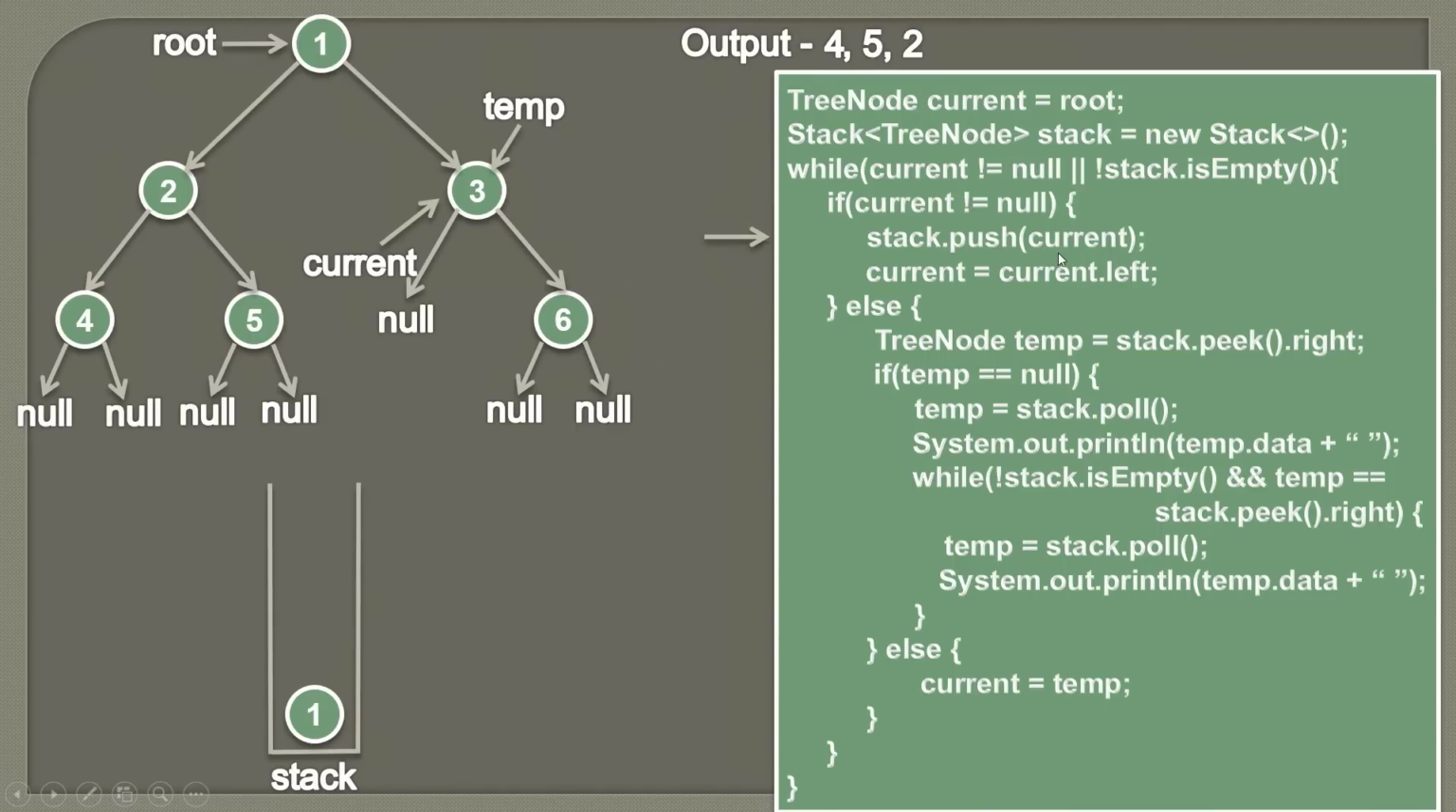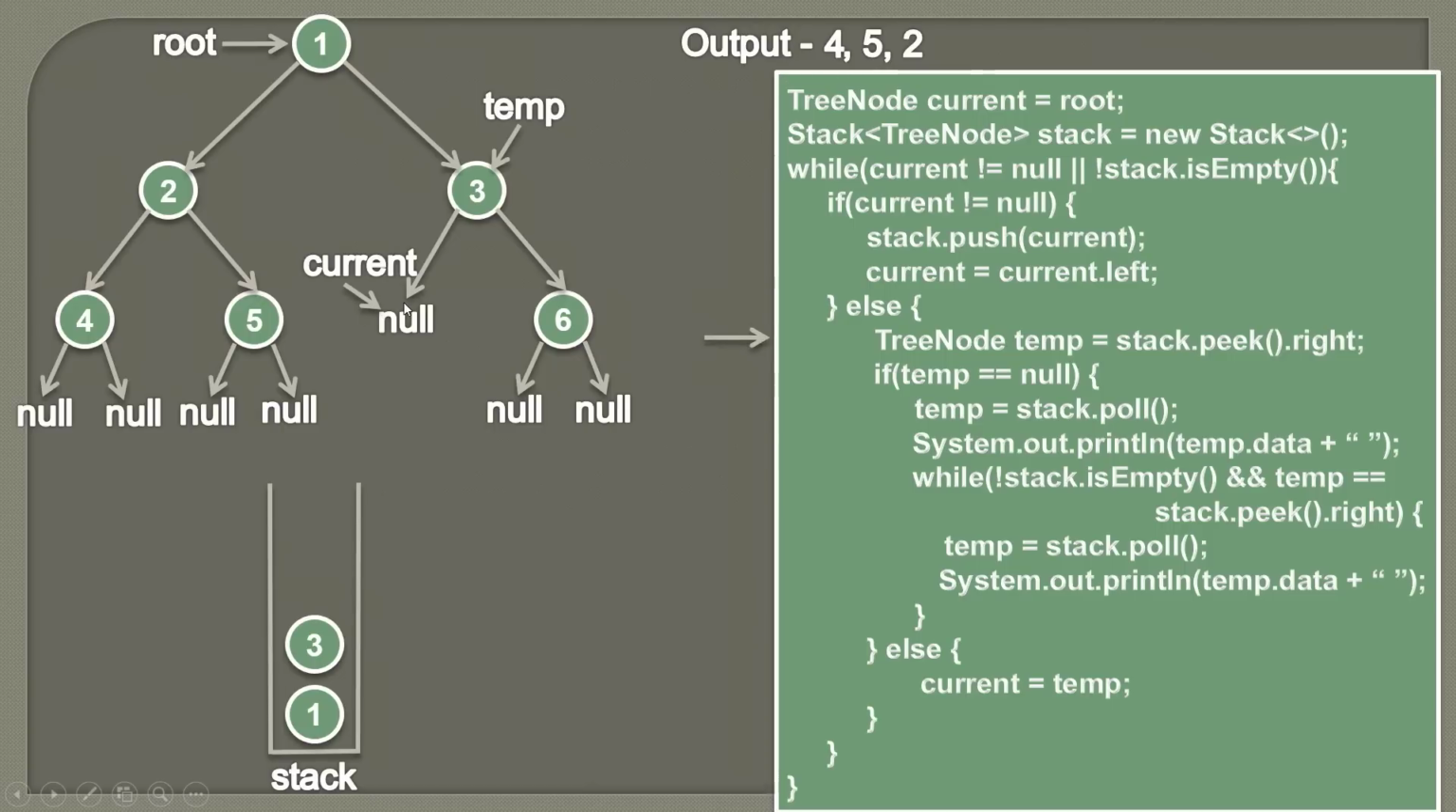So we are simply pushing the current onto the stack. So 3 will be on the stack. And then we go to its left by assigning current's left to current. So current will now point to null. So as current is equal to null, but stack is not empty, this overall condition comes out to be true. So we check whether current is equal to null or not. So current is equal to null.